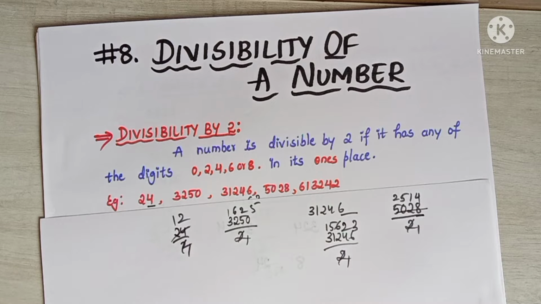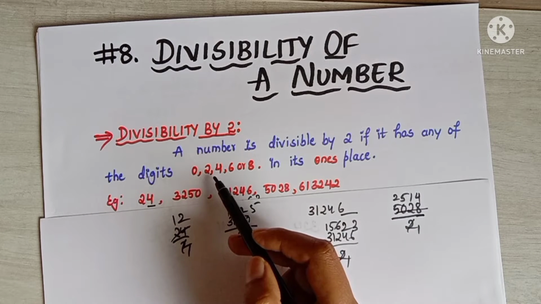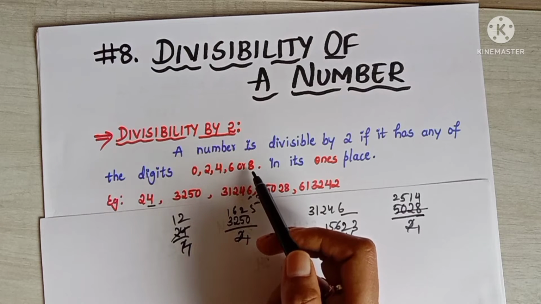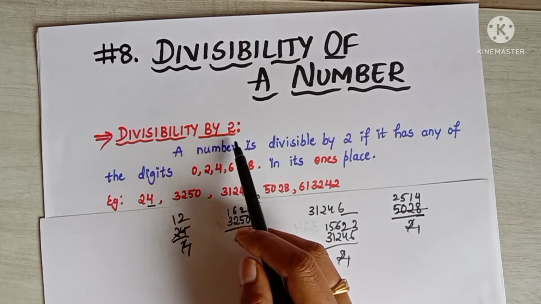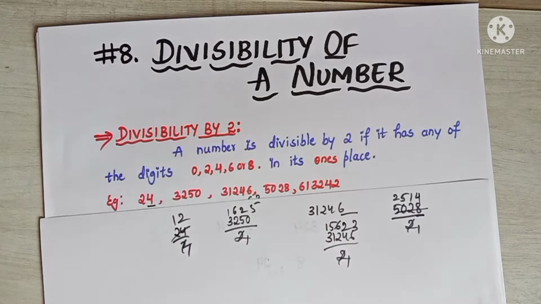Like this we can blindly say that if you have 0, 2, 4, 6 or 8 in the ones place, then it is divisible by 2. Right? Remember that if you have a number in which the ones place is 0, 2, 4, 6 or 8, then it is divisible by 2.